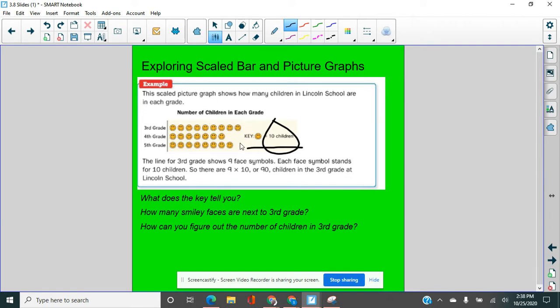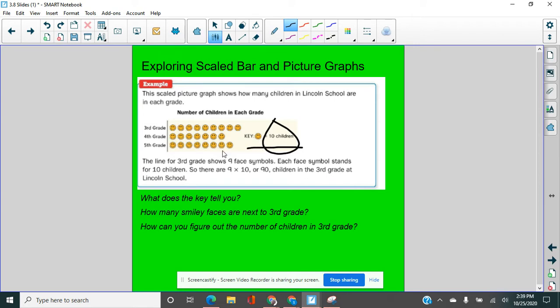How about fourth grade? How many fourth graders are there? Okay, let's check. 10, 20, 30, 40, 50, 60, 70. Okay, if you said seven, that means that you counted the number of smiley faces, but didn't think about the key. The key tells you how many children each smiley face stands for.